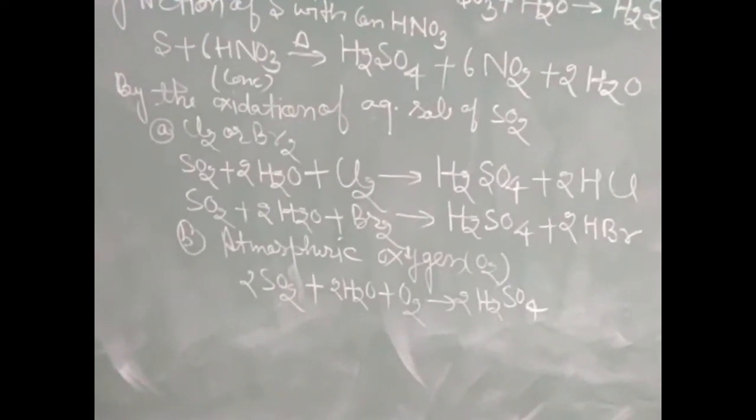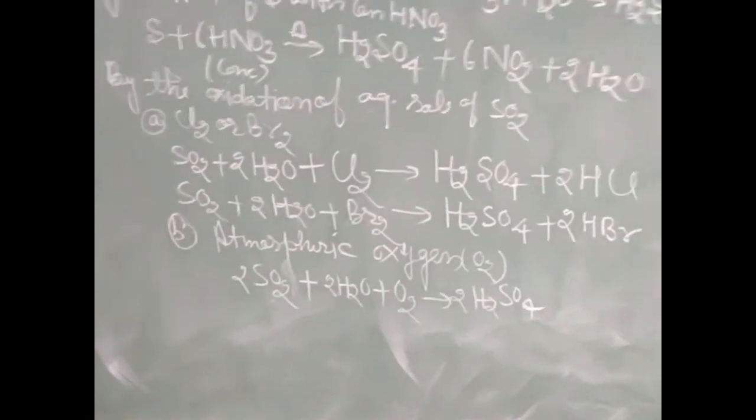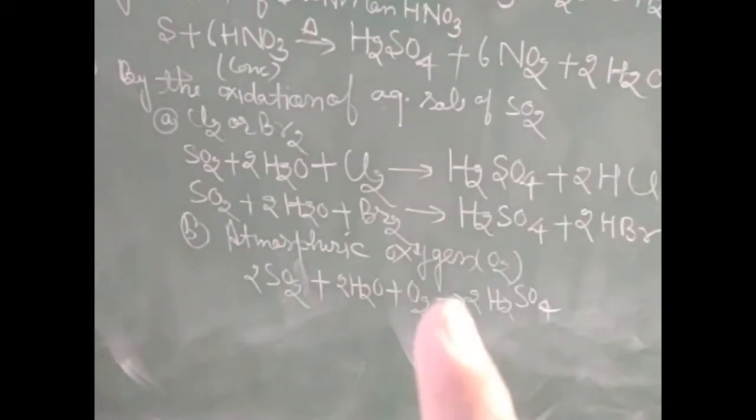Now the last preparation method is atmospheric oxygen. When sulfur dioxide is treated with atmospheric oxygen that contains water vapor, then formation of sulfuric acid will take place here.